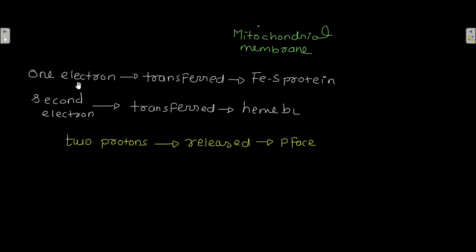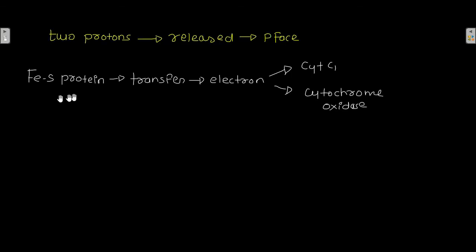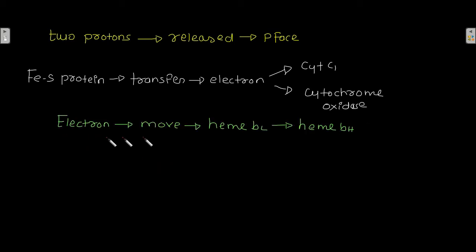Because of this, two protons are released at the P phase. Then this FeS protein transfers the electron along the chain to cytochrome c1 and cytochrome oxidase. The electron moves from heme bL to heme bH.